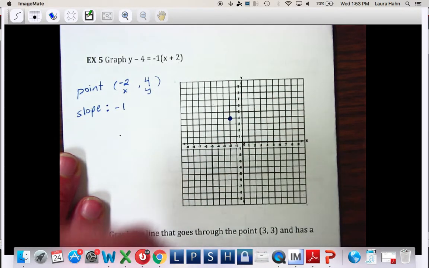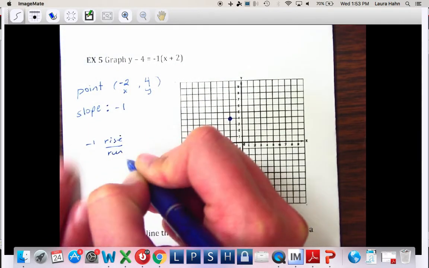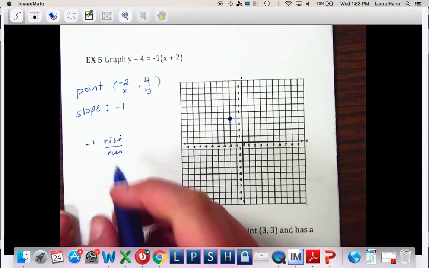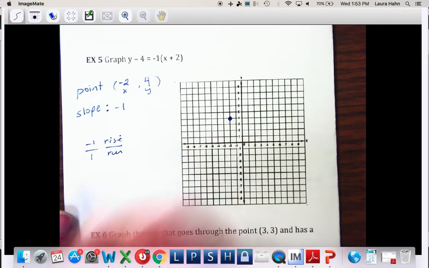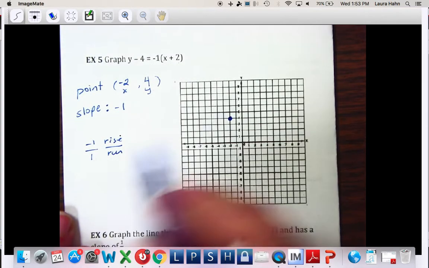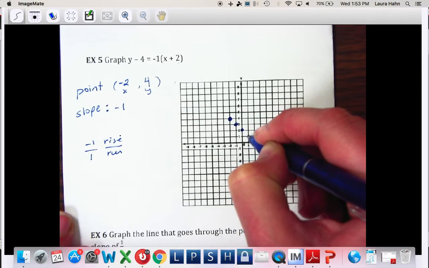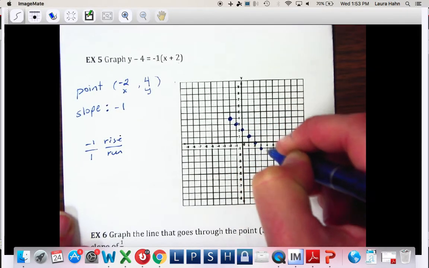My slope is a negative 1, so I know that's going to tell me how much to rise and how much to run. But uh-oh, it's not a fraction. We can turn any number into a fraction by putting it over 1, which tells me it's going to need to go down 1, right 1. Down 1, right 1. And then I'm going to keep putting dots as far as I can.